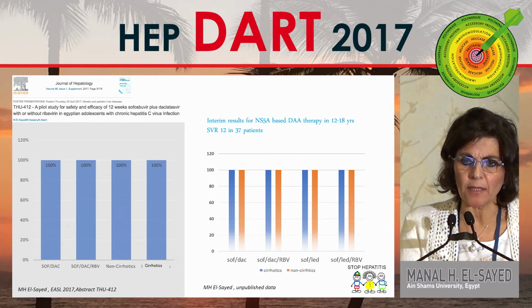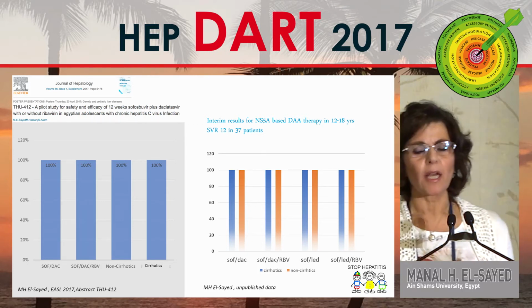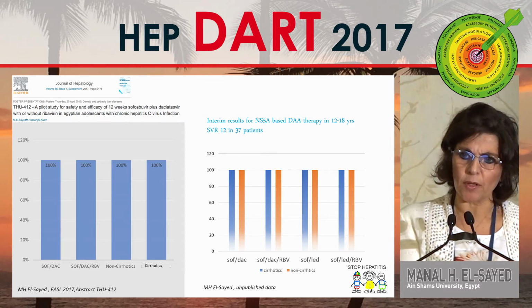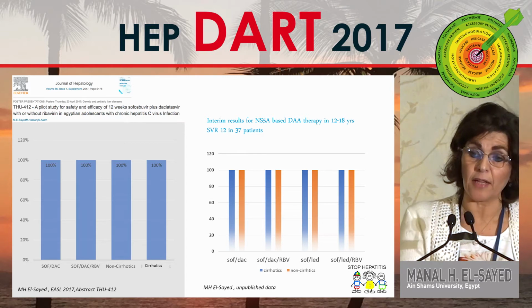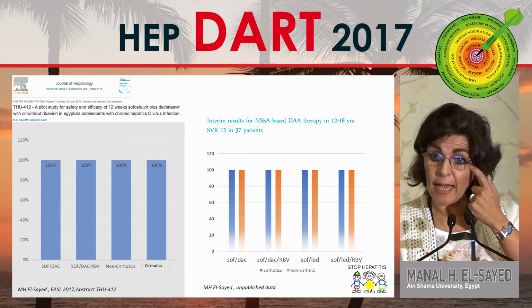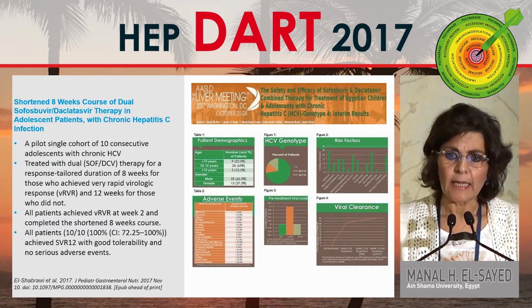The sofosbuvir/daclatasvir presented last EASL. We had 100% in cirrhotics and non-cirrhotics, plus or minus ribavirin. And we have also other studies extending with NS5A-based DAA therapy. In 37 patients, now they are 50, and we have almost 100%. Only one patient relapsed recently.